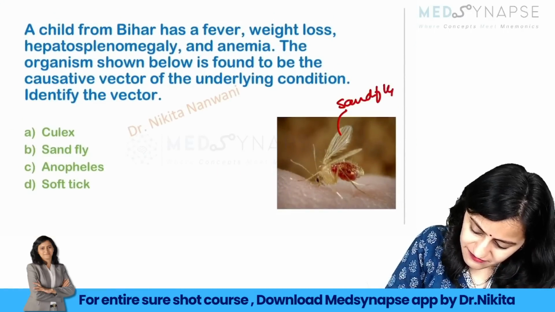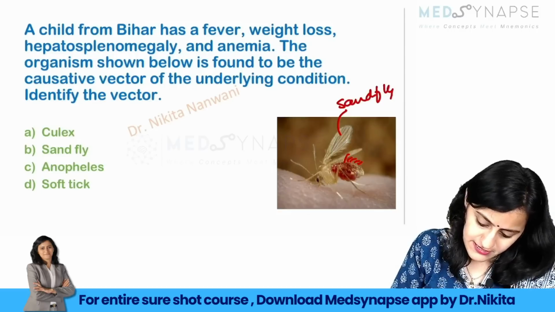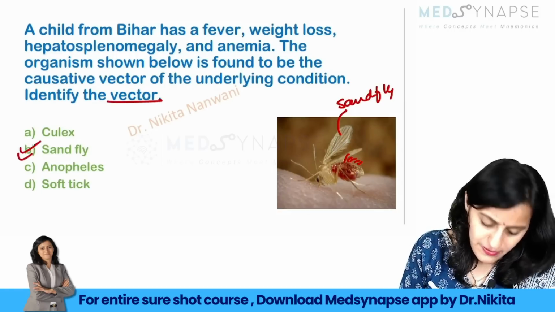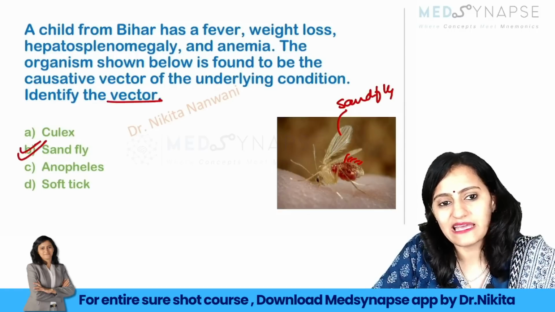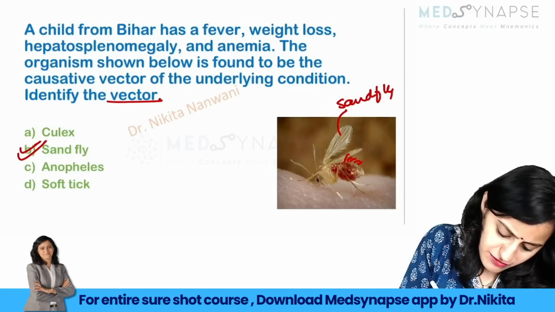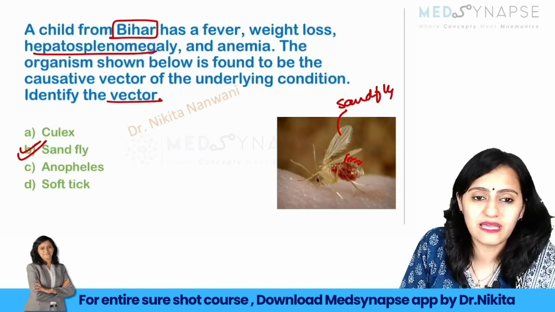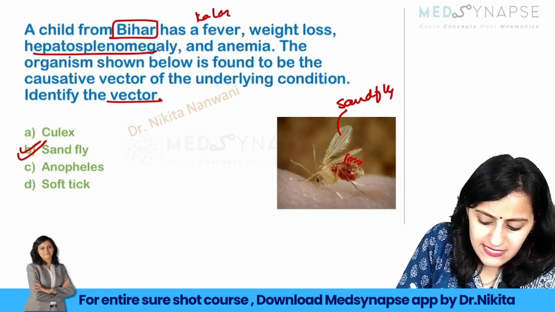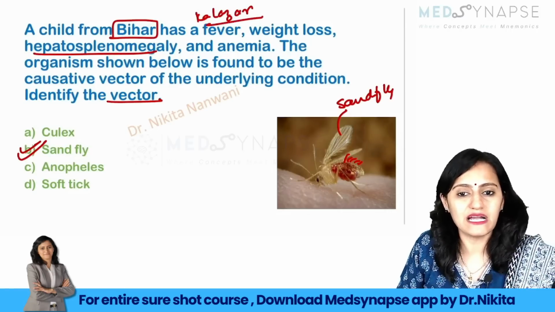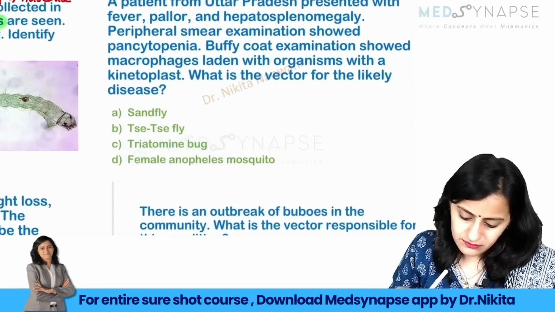Next one here, what is the vector here I see? It is the Sandfly because of the hairy appearance. And the condition is identify the vector. So I answered this question, this is Sandfly even without reading. But now if you read here, Bihar patient with fever, weight loss, hepatosplenomegaly, you think of the Kala-azar, the Leishmaniasis. Bihar, UP history is common there.